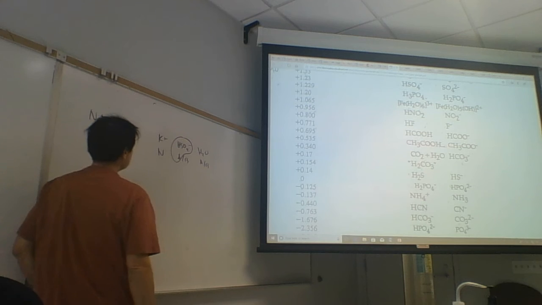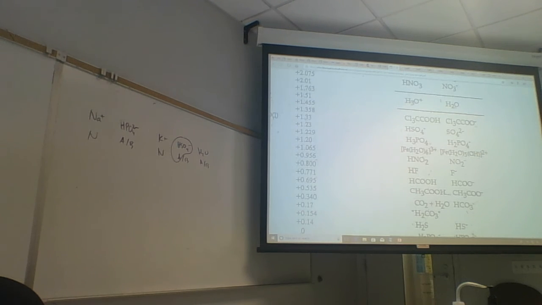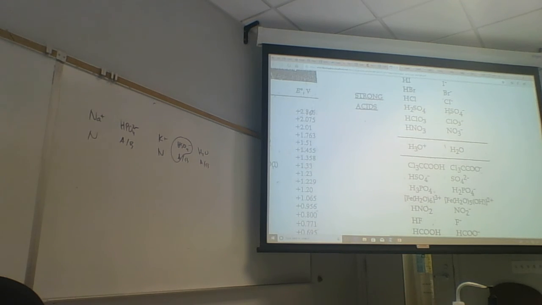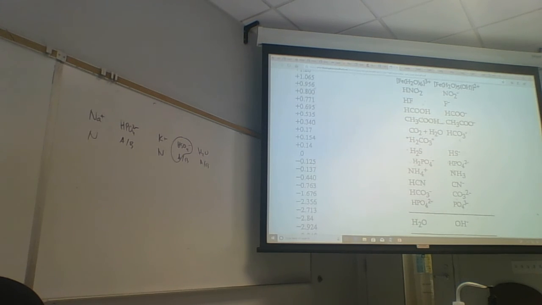What's the base? Water. Water is a pretty weak base. It's way up here. Hydrogen sulfate is an even worse base. HPO4 2 minus looks like it's got to be the best base here.